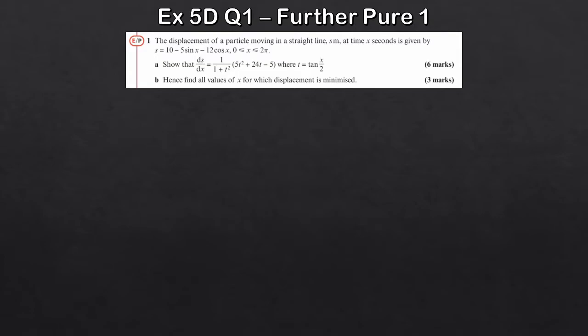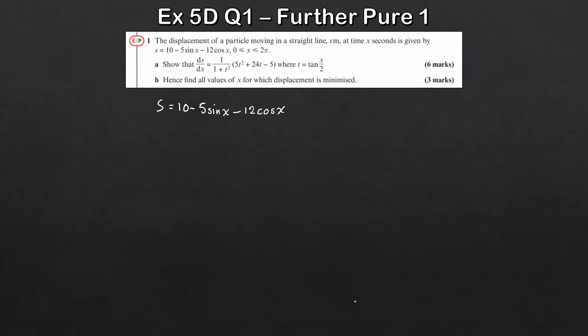So I think the actual term is modelling. And as you can see, the context is essentially this particle that we've got. So we're looking at the displacement of the particle, and we're given the equation for that. So that's S equals 10 minus 5 sine x minus 12 cos x, between 0 and 2 pi. So the first part just asks us to show that ds by dx is 1 over 1 plus t squared times 5t squared plus 24t minus 5.